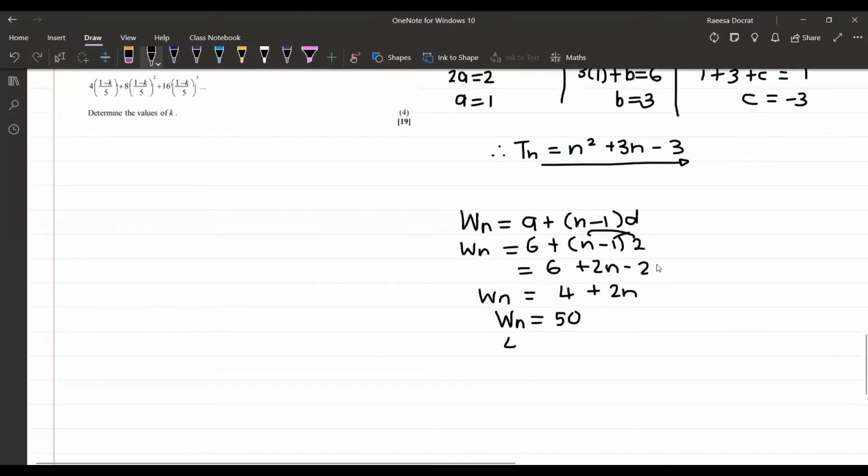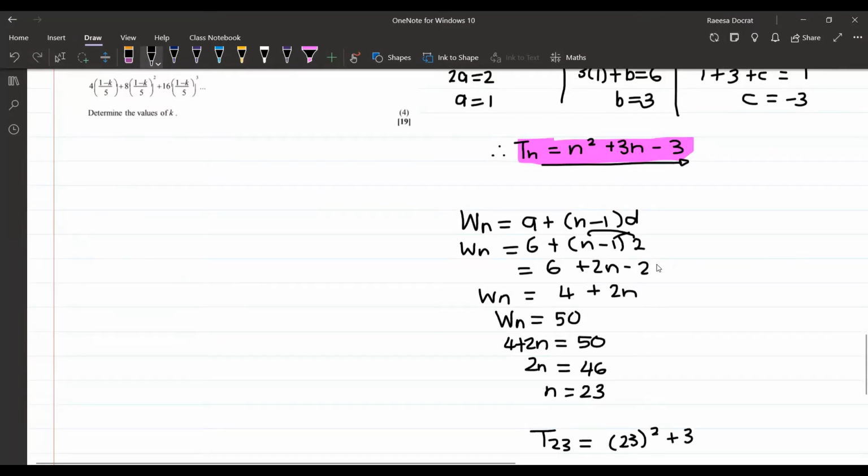So we have that 4 plus 2n is equal to 50. So 2n is equal to 46. So that means n is equal to 23. So it's the 23rd term that has that. So then we want to calculate T23 from the quadratic pattern using the formula that we got from the previous question. So we have that it is 23 squared plus 3 times 23 minus 3, and typing that into your calculator, we get that it is 595.